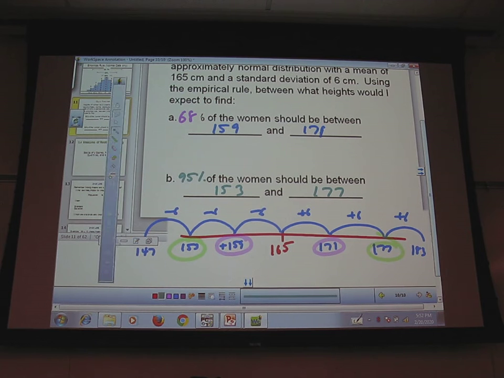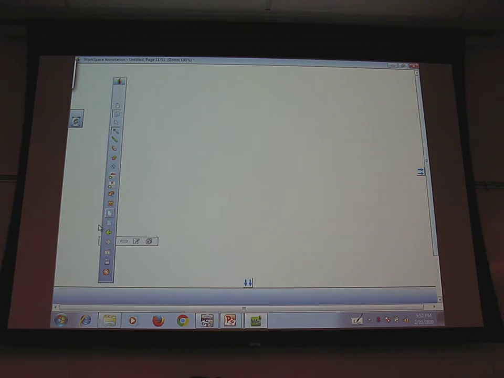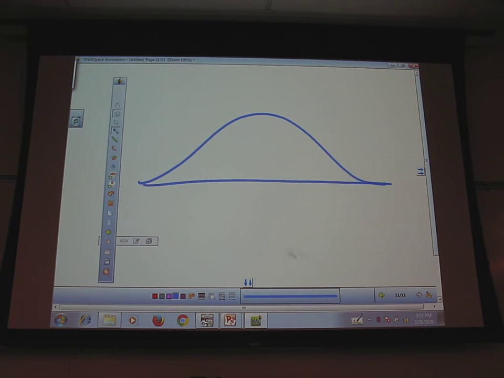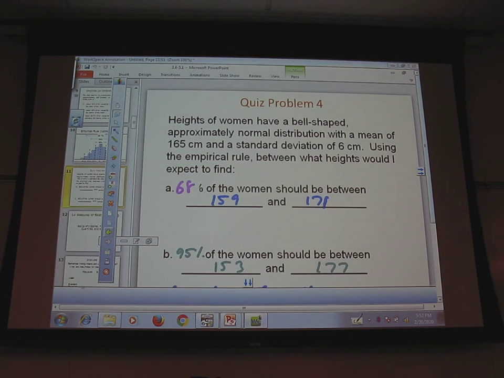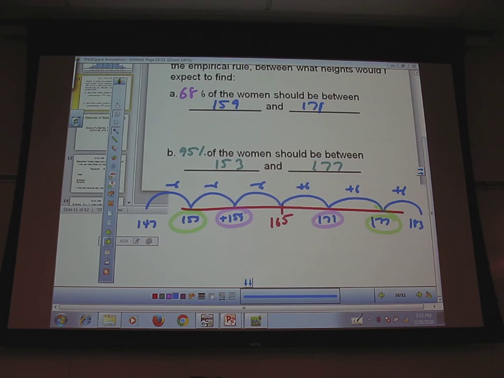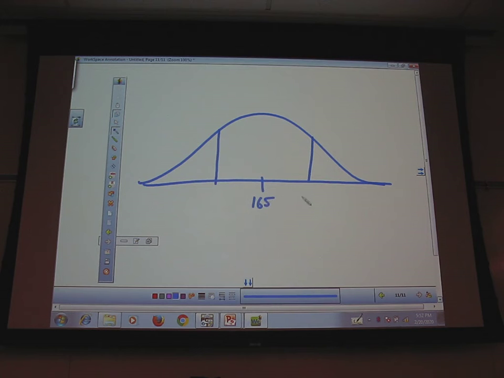Okay, great. Here is a problem that you guys will have in the homework. What was this? 165, 171, 177, 159, 153, 147.